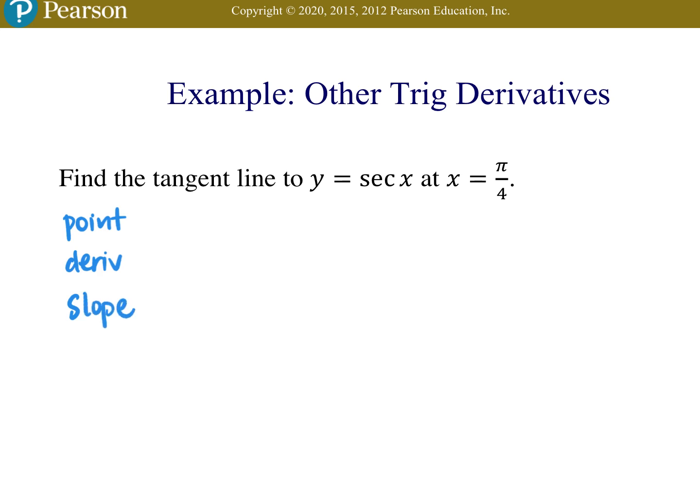So, Ian, we're going to work your row through this one because there's three things and there's three people in your row. All right, you want to find me the point first. The point is pi over 4. Okay, pi over 4, comma.